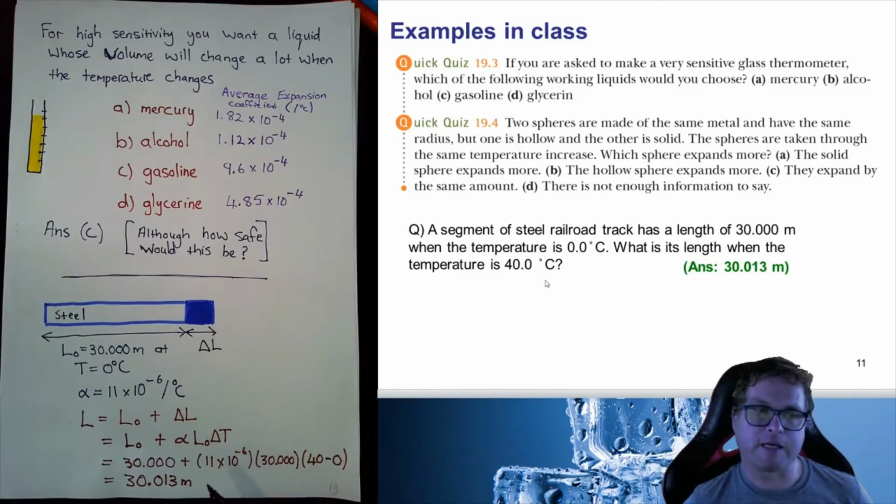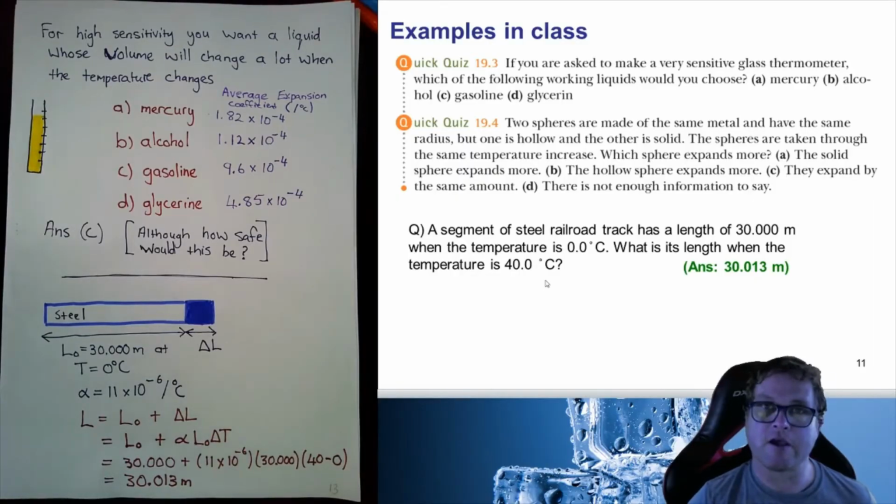And the expansion coefficient is 11 times 10 to the minus 6 per degree Celsius times 30. That's the initial length times the difference in temperature in degrees Celsius. And then the solution we get is 30.013 meters.